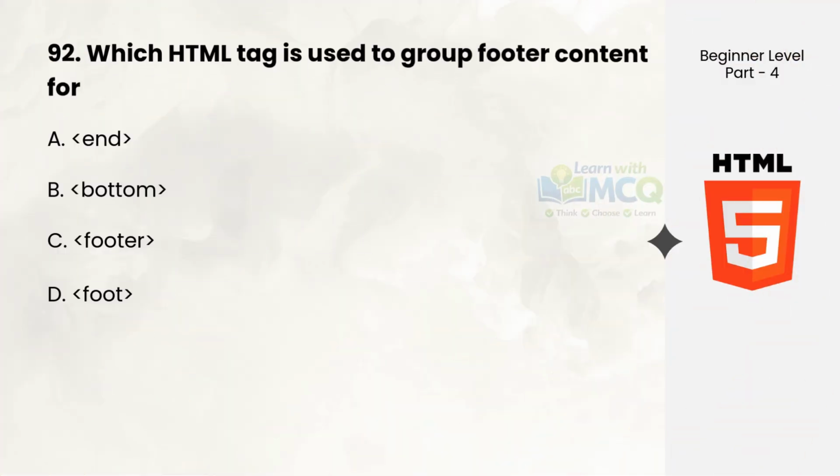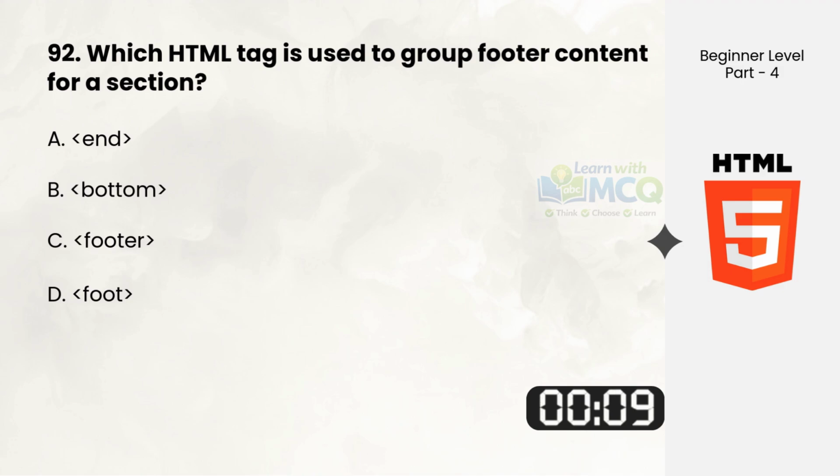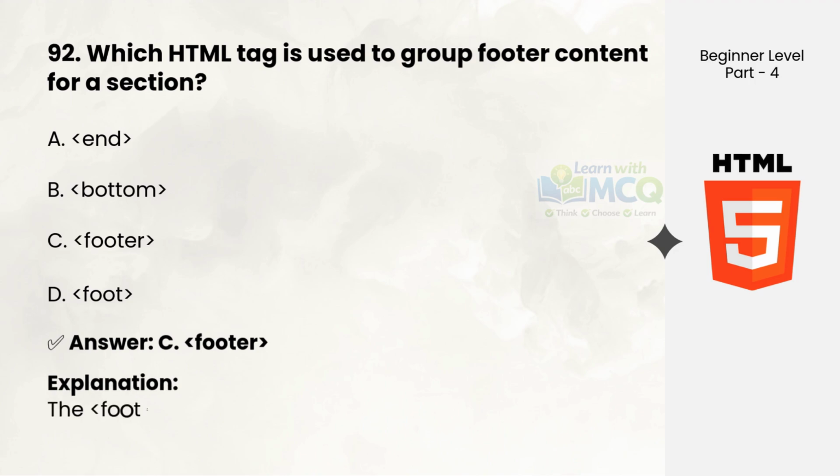Question 92. Which HTML tag is used to group footer content for a section? Options are: A. End. B. Bottom. C. Footer. D. Foot. The correct answer is C. The footer tag defines footer content for a section or document.